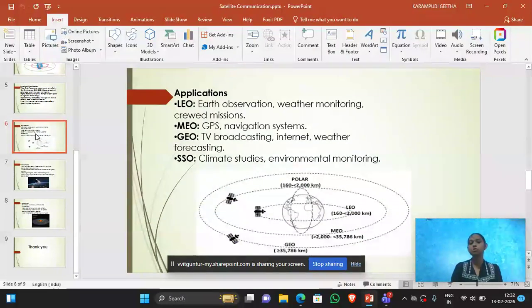The applications of LEO, MEO, GEO, SSO: LEO means Earth observation, weather monitoring, gravity missions. MEO: GPS, navigation systems. GEO: TV broadcasting, internet, weather forecasting. SSO: climate studies, environmental monitoring. We have to see this diagram.